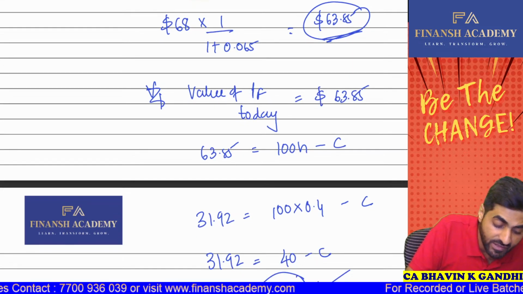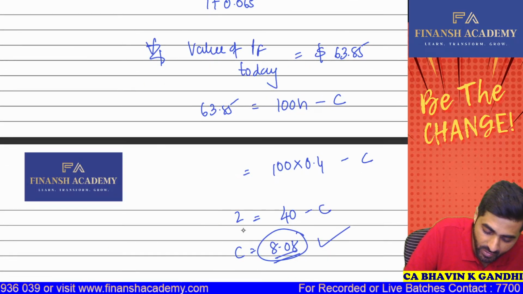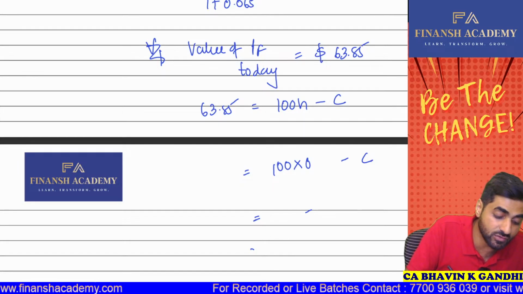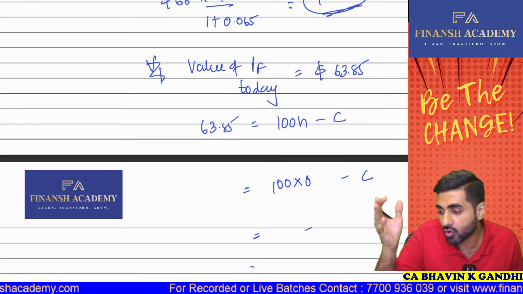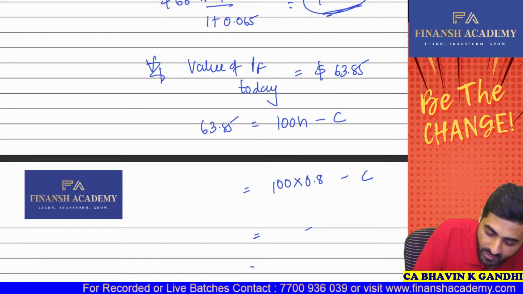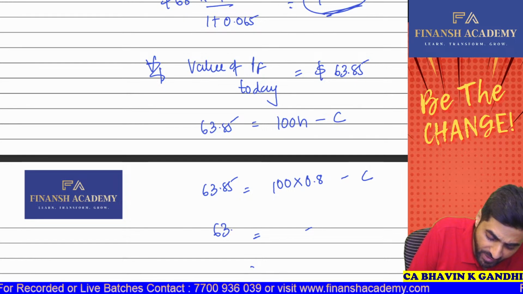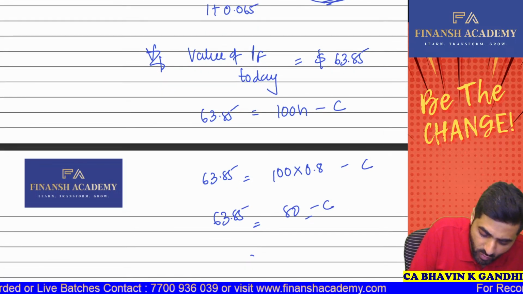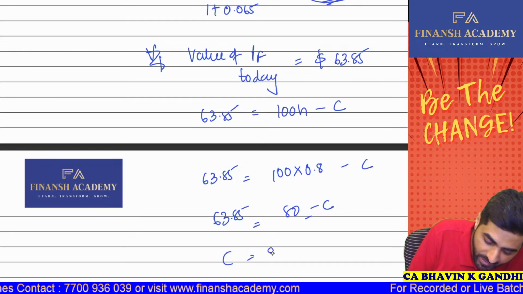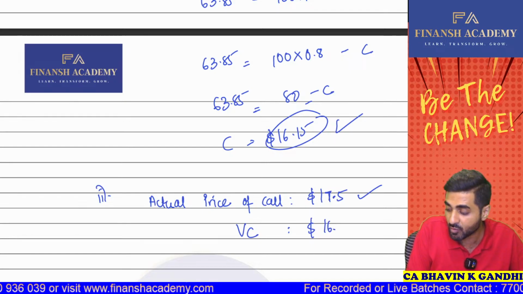Now let us find out the value of the call option. We always compare with the strike price, not with the spot, to get the value of the call option at the end. So this will now be 0.8 into 63.85, which is equal to 80 minus C. So what's your C going to be? 80 minus 63.85, which is eventually 16.15. So $16.15. Is this going to be the value of the call? Yes, that is $16.15.